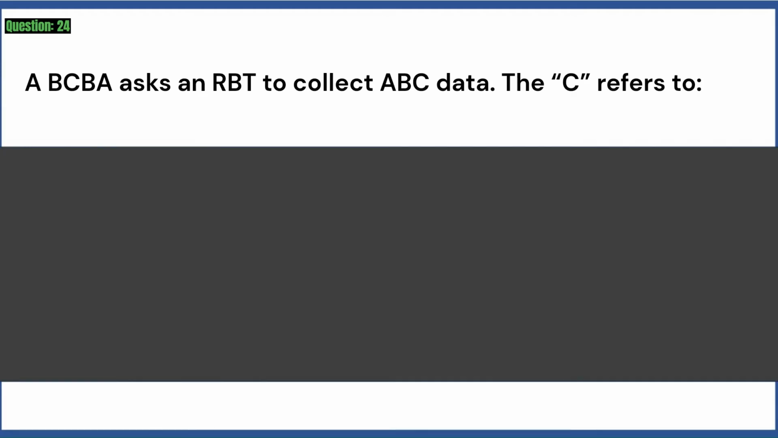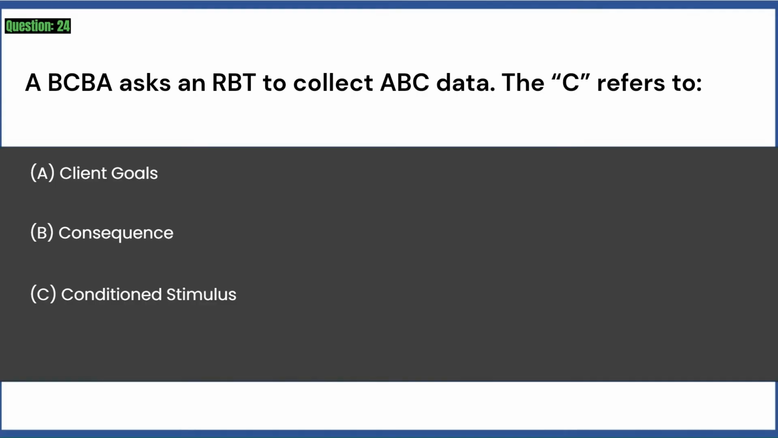A BCBA asks an RBT to collect ABC data. The C refers to A. Client goals. B. Consequence. C. Conditioned stimulus. D. Curriculum. Answer: B. Consequence. Task modification to increase cooperation is best for behaviors maintained by A.